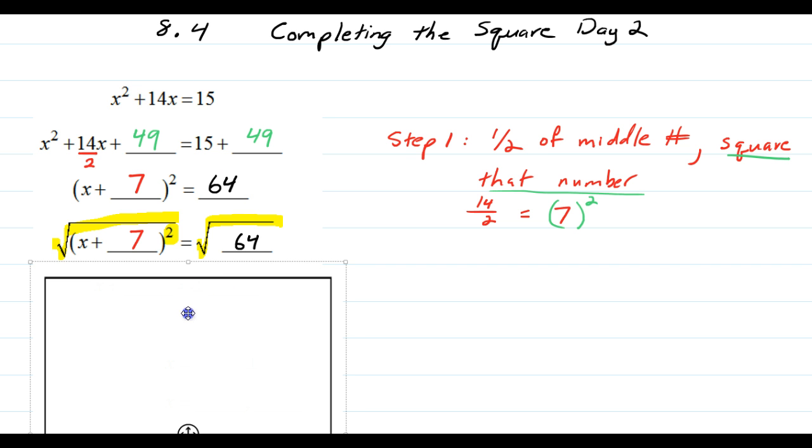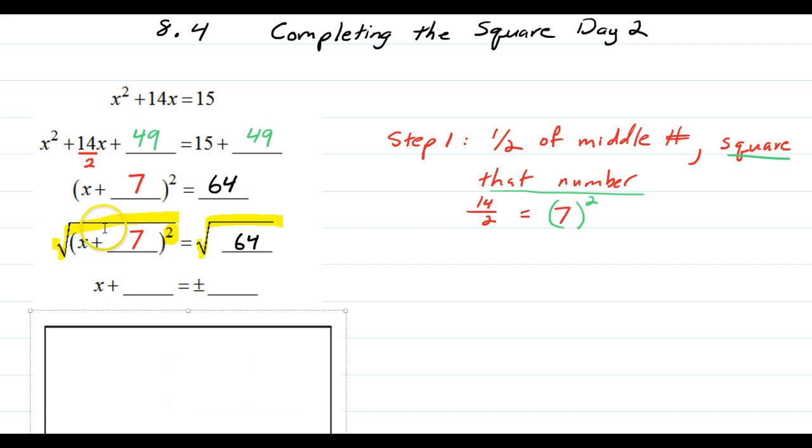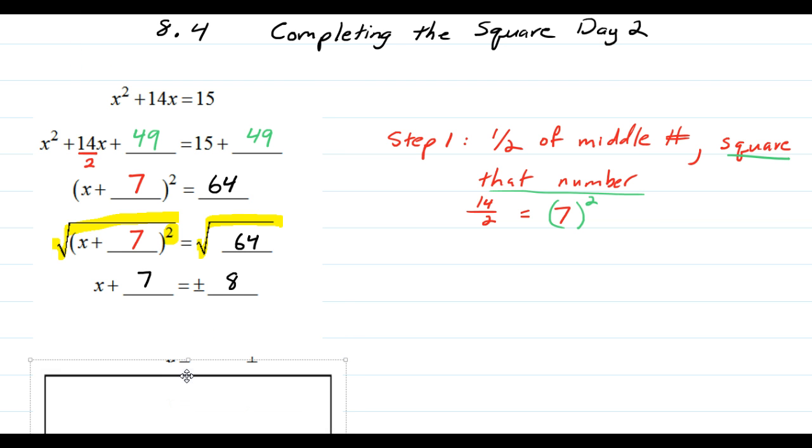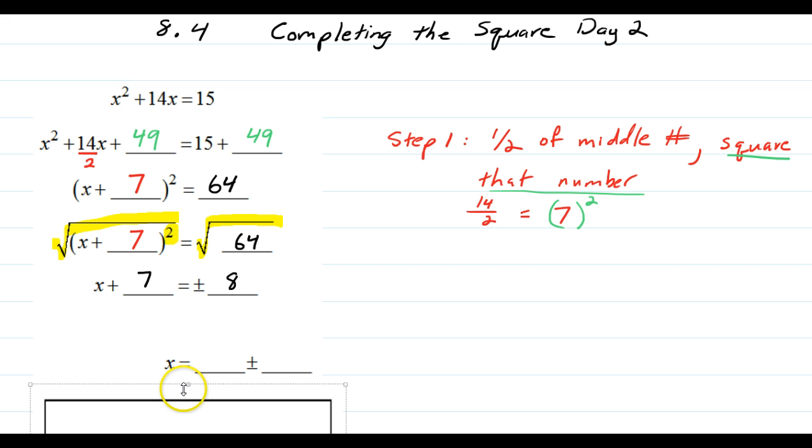So now we're going to do some math. Here, the square root cancels out the square, and so I'm left with the x plus 7. And the square root of 64 is 8, or it could also be negative 8, because negative 8 times negative 8 is positive 64. So now, to get the x by itself, I need to subtract 7 from both sides. And so this becomes negative 7 plus or minus that 8.